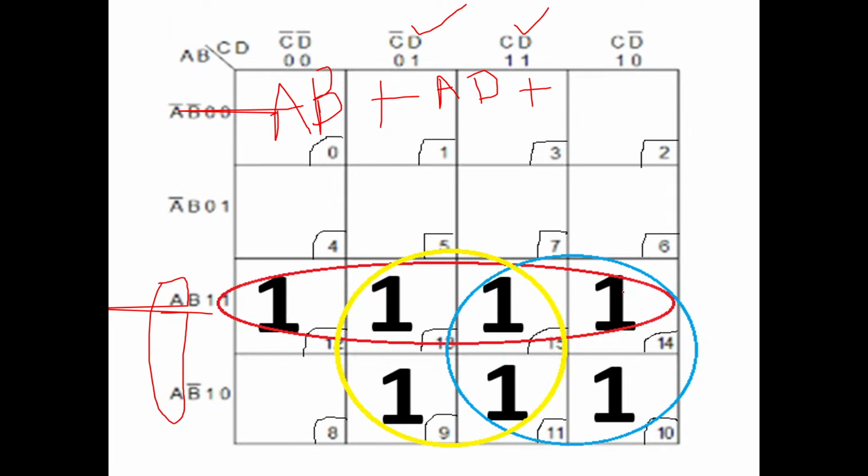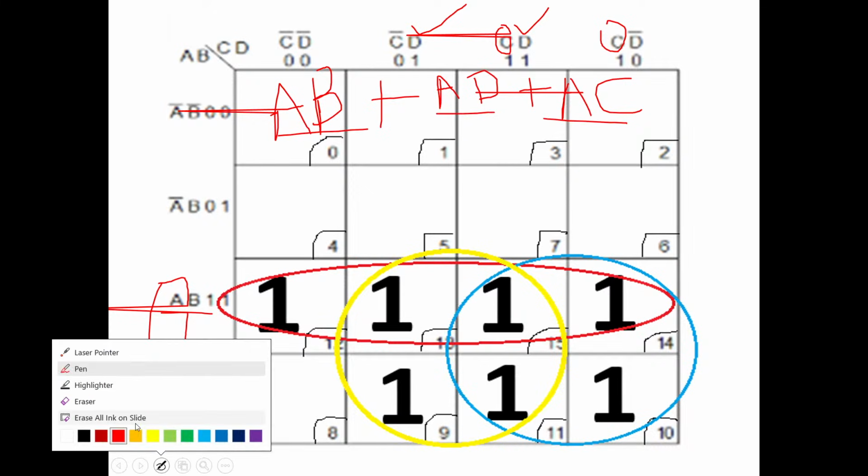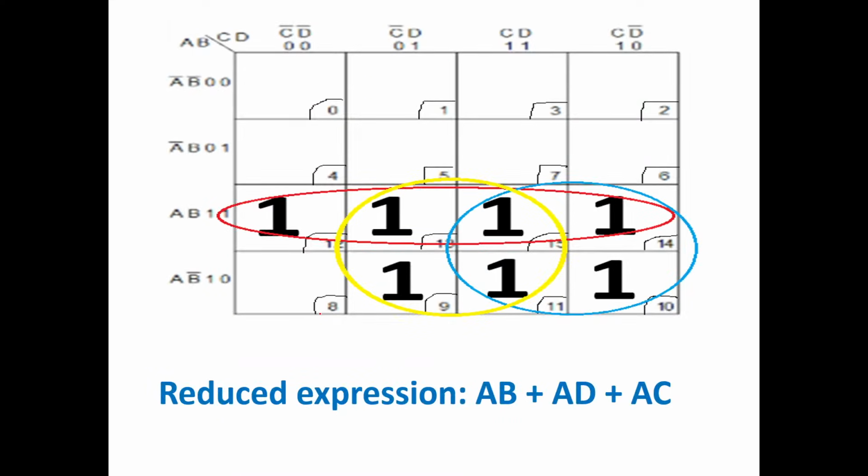plus one more group is there, the blue group. In the blue group, what is common? A is common. And you see C is also common. AC. So what is it? AB plus AD plus AC. Answer is AB plus AD plus AC.